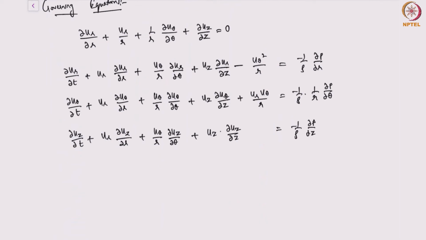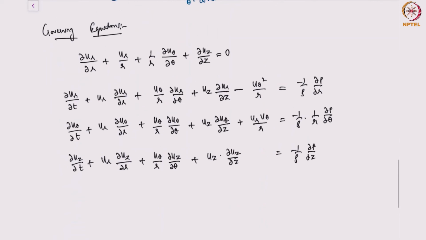So these are all my equations. What kind of equations are these? These are non-linear, non-axisymmetric partial differential equations. Correct? Non-linear, non-axisymmetric.